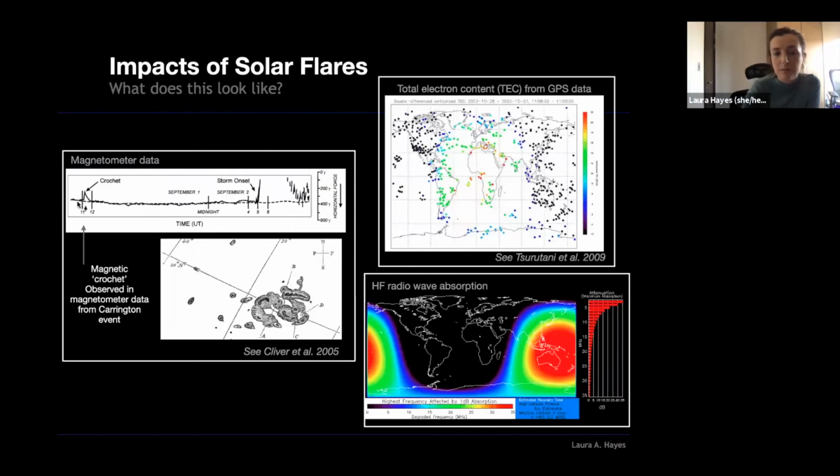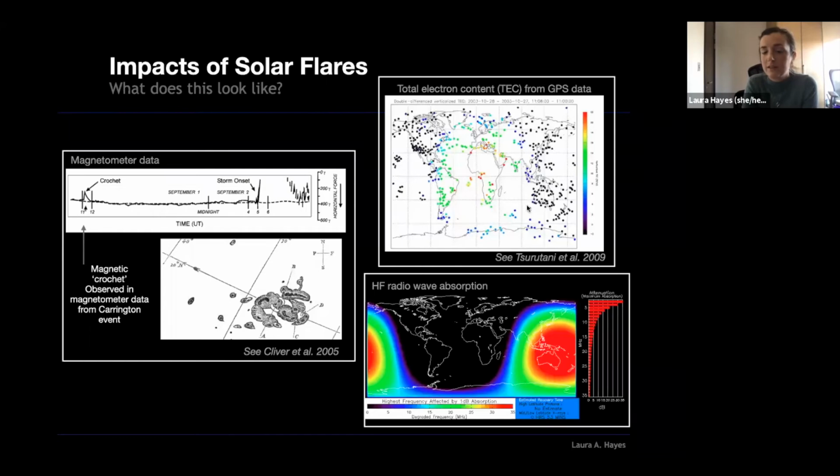But if we look at ground-based magnetometer data from the time of that event, this is actually with a self-recording magnetometer, we can see that in the magnetic field at the time of the flare, which is around here, we can see this dip or this little bump in the magnetic field data. So this is the first observation of what we call a magnetic crochet, which is showing that a solar flare is actually having a significant effect on the magnetic field or the currents in the Earth's ionosphere.